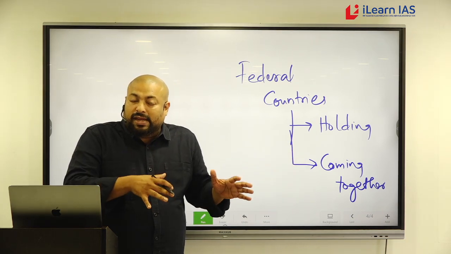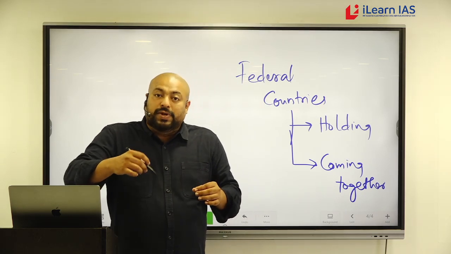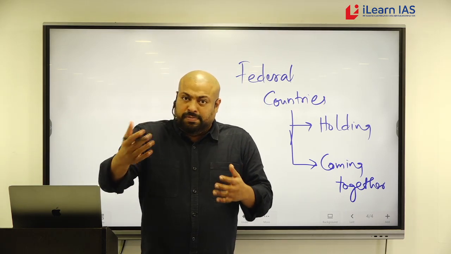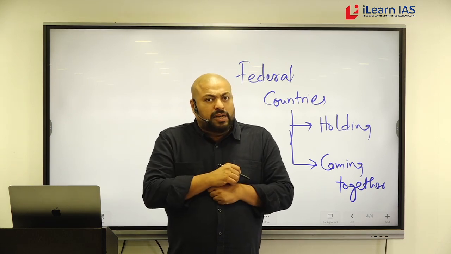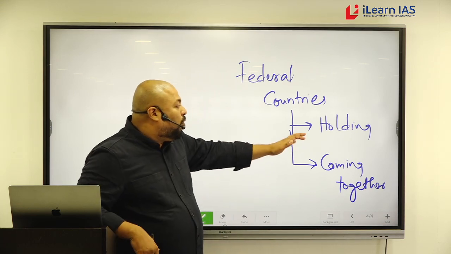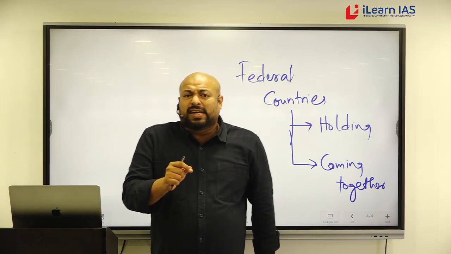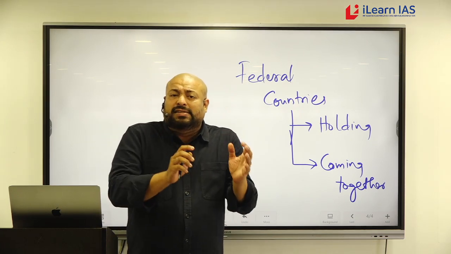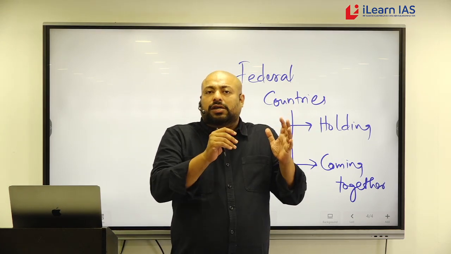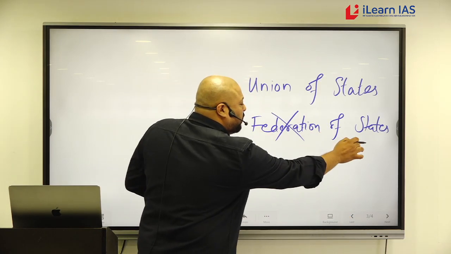So USA is an example of a coming together model. USA is an outcome of an agreement between independent colonies at that time. But that is not how India originated. If you look at the origin of India, we can see that India is more of a holding together model. So therefore, it was decided not to identify itself as a federation. So we decided not to go for a federation of states.